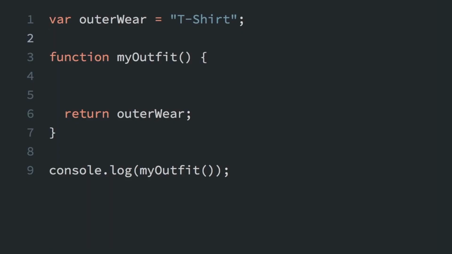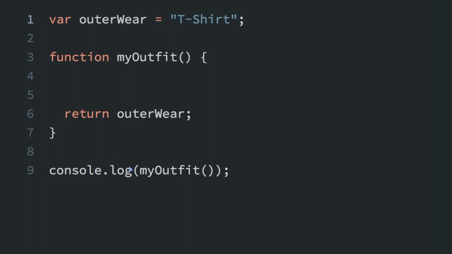It is possible to have both local and global variables with the same name. When you do this, the local variable takes precedence over the global variable. Let me show you an example. Here we have a function called myOutfit that's going to return outerwear. That's this variable up here. This is a global variable because it is declared outside of the function.